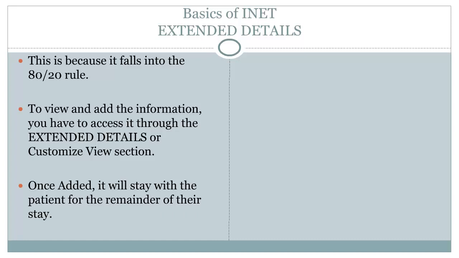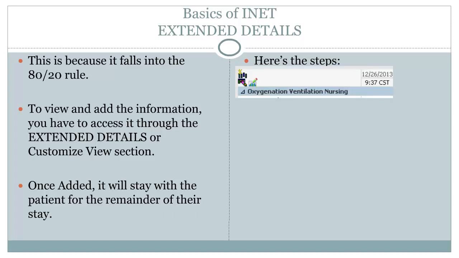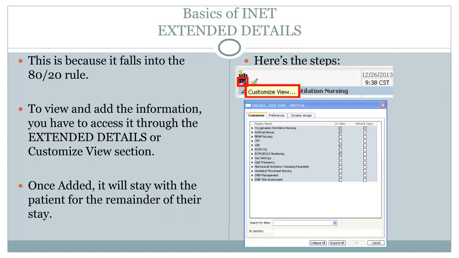To view and add the information, you have to access it through the extended details or customized view section. Once added, it will stay with the patient for the remainder of their stay. Let's go over the steps. With the oxygenation, ventilation, nursing tab open, look at the icons up at the top. Select the icon that looks like a calendar with a pencil eraser. This is the customized view icon.